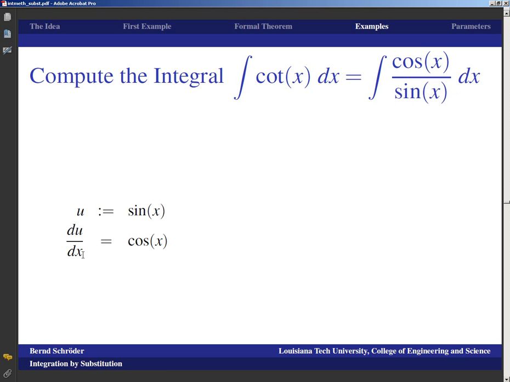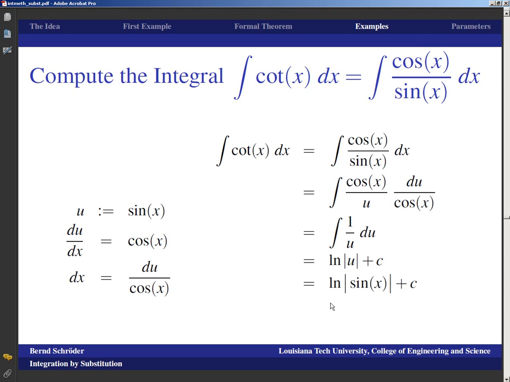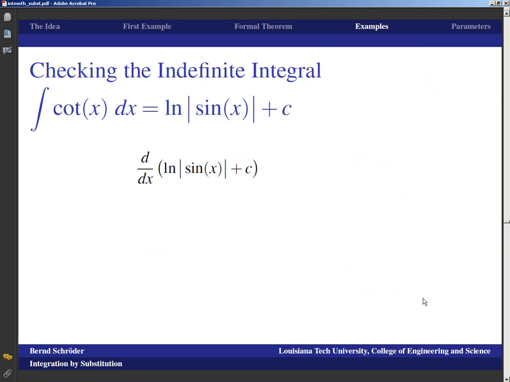And now here, remember, when you've got a denominator, it can't hurt to try substituting the denominator. So we say u equals sine x, du dx is cosine x, dx is du over cosine x. That means the integral of the cotangent is the integral of cosine x over sine x dx, which is the integral of cosine x over u du over cosine x. The cosines cancel, so that's the integral of 1 over u du, which ends up being ln u plus c, and we back substitute, we get ln of sine of x plus c. It turns out that that really is what it is, because when we differentiate, we get 1 over what's inside the logarithm times the derivative of what's inside the logarithm, 1 over sine x times cosine x, which is the cotangent of x, as we claimed, as we wanted.